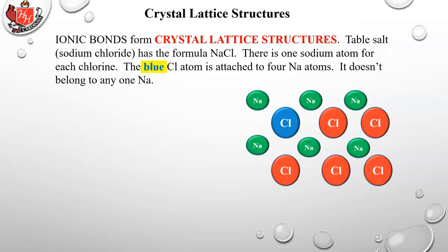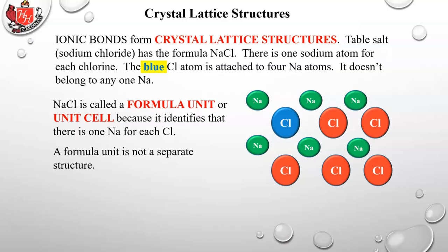So when you look at that one down there, NaCl is called a formula unit or unit cell because it identifies that there's one sodium for each chlorine. A formula unit is not a separate structure. So you see the Cl flashing there, that blue one, that's attached to all 4 of the sodiums around it. And really it's a 3-dimensional structure. So there's really another Na sodium in front of it and one behind it that you can't see.